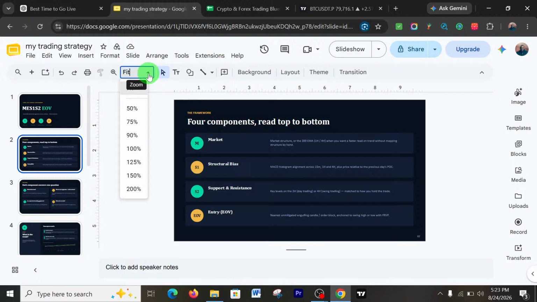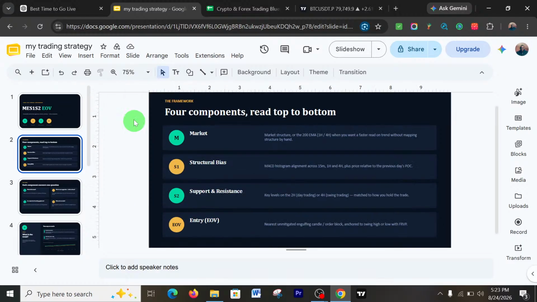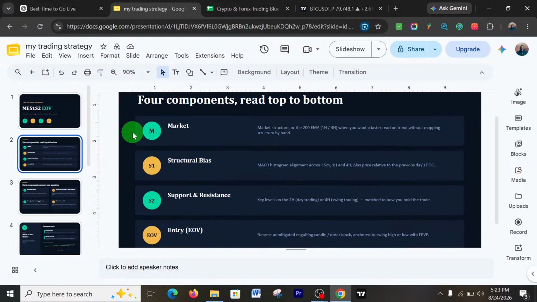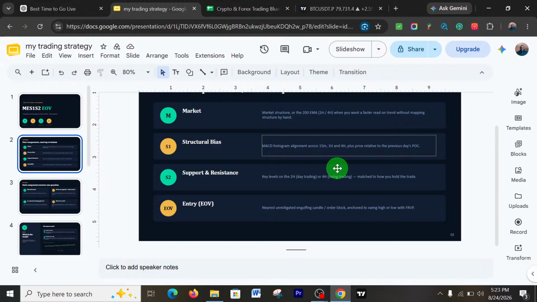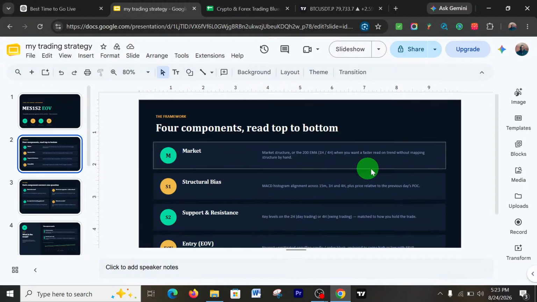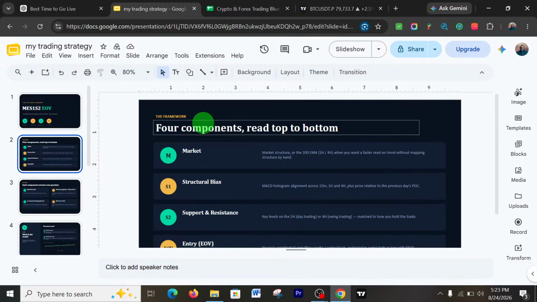So let's see if we could increase this. Okay. So this is all four components. Read top to bottom. M is market structure.